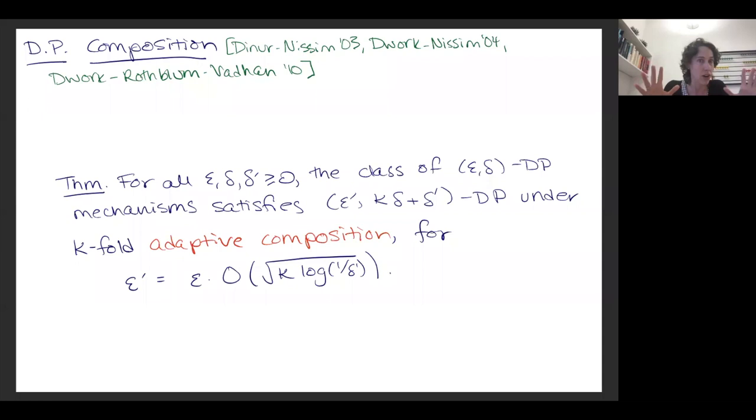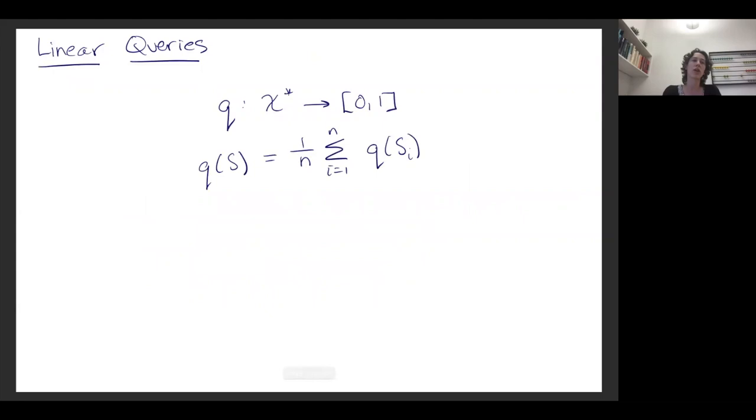For the purposes of today's talk, we're going to focus on a particular type of queries that our mechanisms are going to answer. These are going to be linear queries. If you prefer, think of them as statistical queries. What do I mean by these?